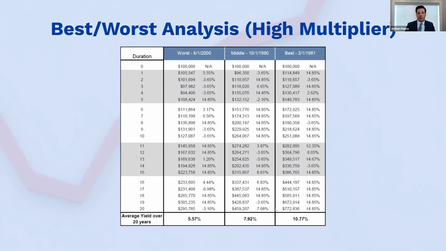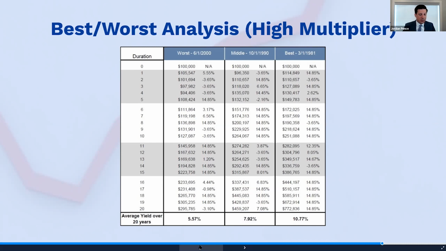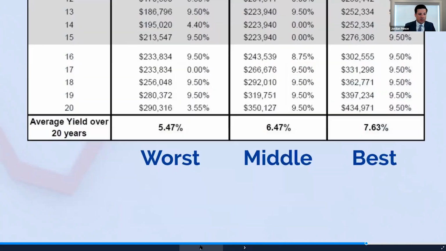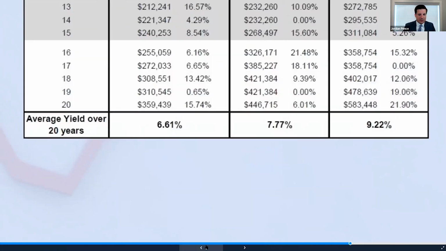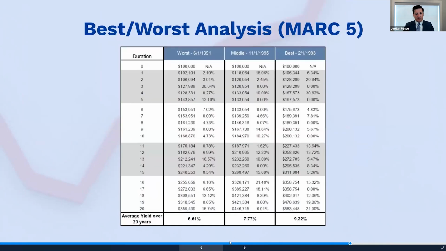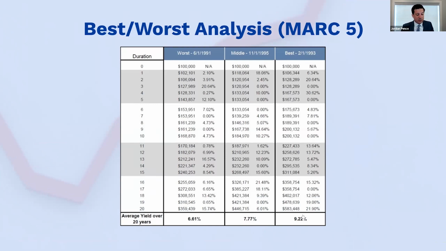So I just wanted to throw this one in here just to demonstrate how we put together this type of presentation with regard to doing the analysis for these types of indexes. So just wanted to go back real quick. Mark V, again, worst 20-year period, 6.6, middle 7.7, best 9.2. I mean, this thing's hard to beat. Looks really good. We'll see how it performs in the future. I suspect it's going to do really well.